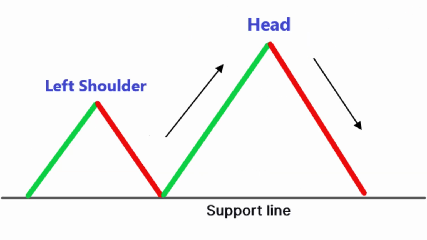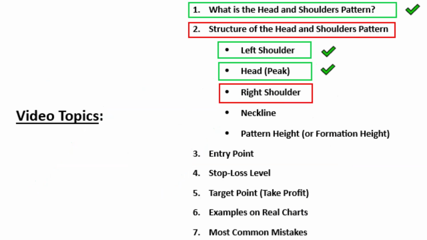Now let's move on to the most important part of the pattern, the head. After the left shoulder, the price moves upward again, and this time creates a higher peak. This peak is the head of the pattern. The fact that the head is higher than the left shoulder is the clearest sign that the structure is forming correctly. During this rise, volume may sometimes remain weak, which can show that buyers are not as strong as before. Selling pressure in the head area is usually stronger, and the price starts moving downward again.